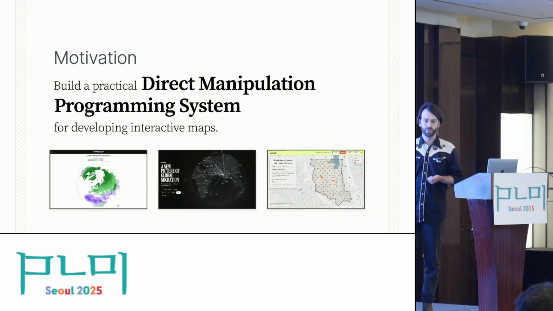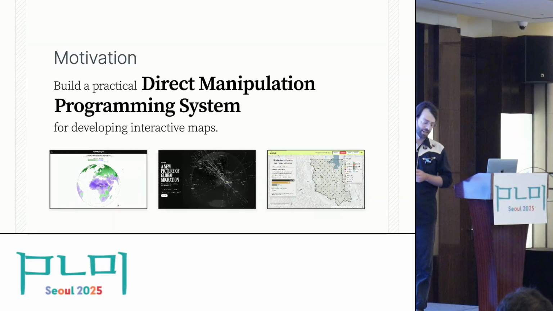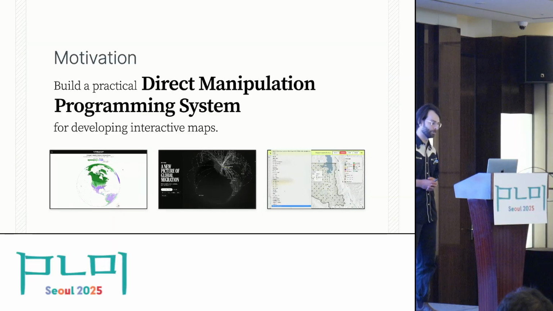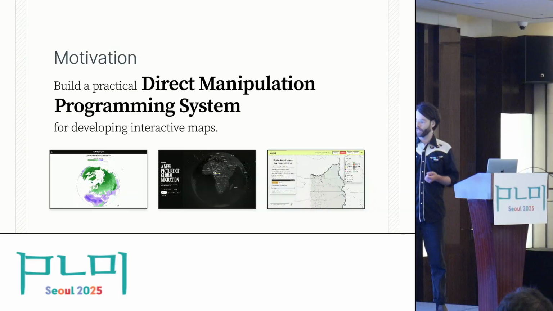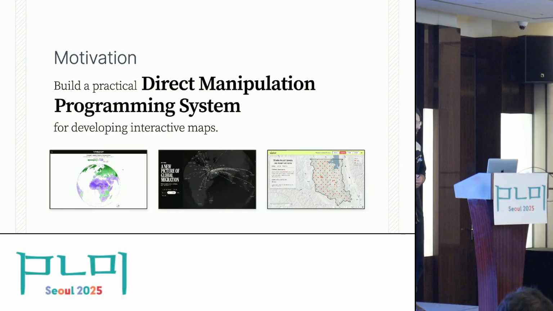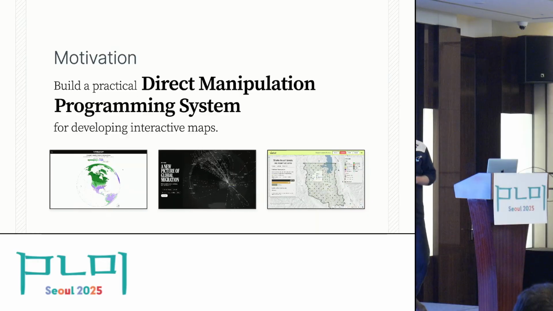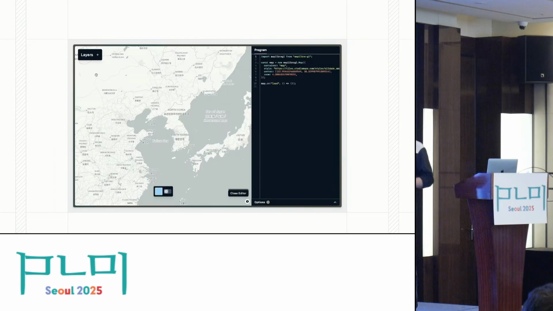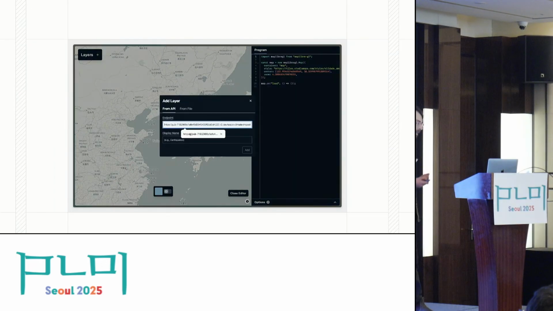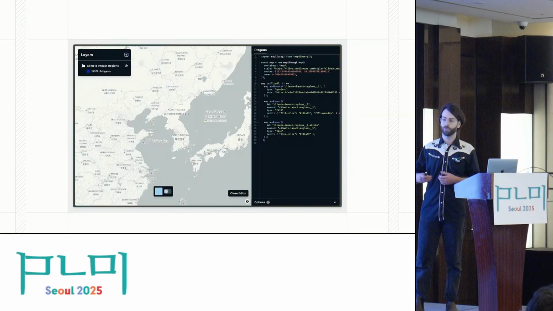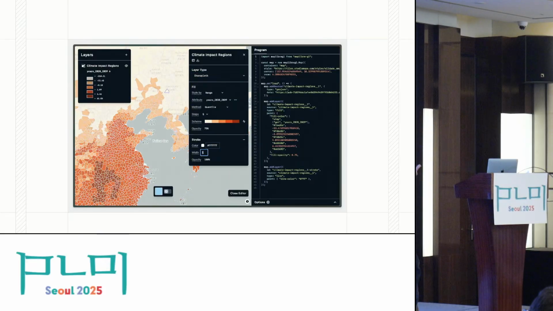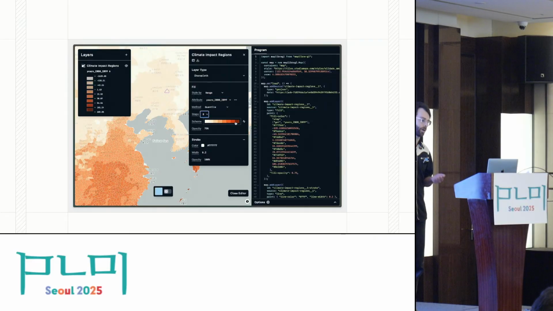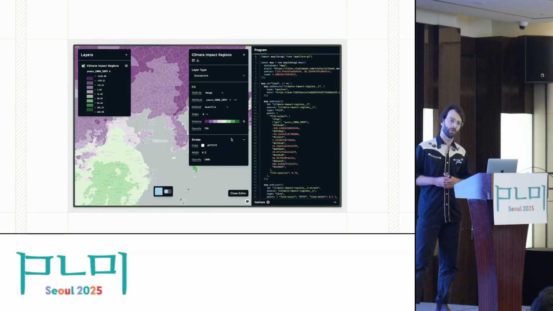The original motivation for this paper stems from this years-long journey I've been on to build a practical direct manipulation programming system for developing interactive maps, which are these very rich graphics that are increasingly essential to data reporting in today's newsrooms. Let me show you what I mean by a direct manipulation programming system. These are programming environments that allow users to edit not only the program, but also the output produced by that program using these familiar interactions from direct manipulation interfaces. Simultaneously, the system is responsible for synthesizing some kind of program transformation to capture those output modifications.